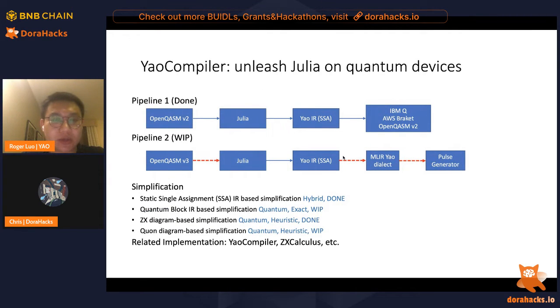And we also developed a new compiler that aims to unleash Julia on quantum devices. So in order to run the quantum program on these new quantum devices, we need to do some compilation. So we have done the first pipeline that compiles OpenQASM 2 to native Julia, and then compiles it to the YAO IR, which is SSA based, and then compiles it to IBM-Q or back to OpenQASM 2. So we also implemented compiler optimization inside this compiler, which includes CX-based simplification and single qubit-based simplification.